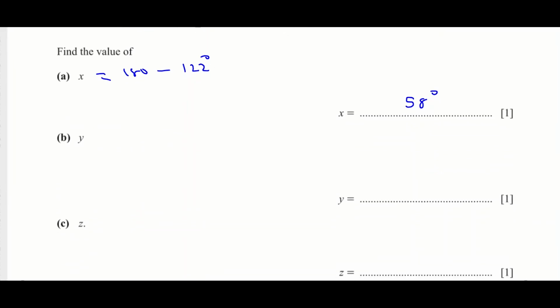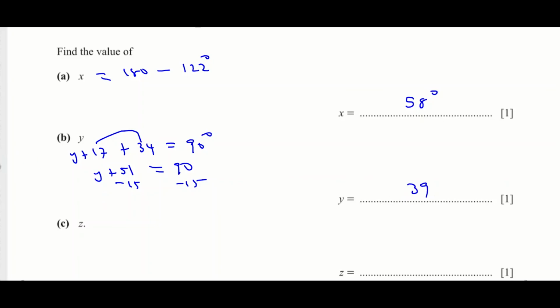So I can just write y plus 17, that's the first angle, plus 34, the second of the complementary angles, so that will be 90 degrees. I can add these two together, that will be y plus 51. I would have written the answer straight away, but I just want to do a little calculation here. So if you subtract 51, y will be equal to 39 degrees.